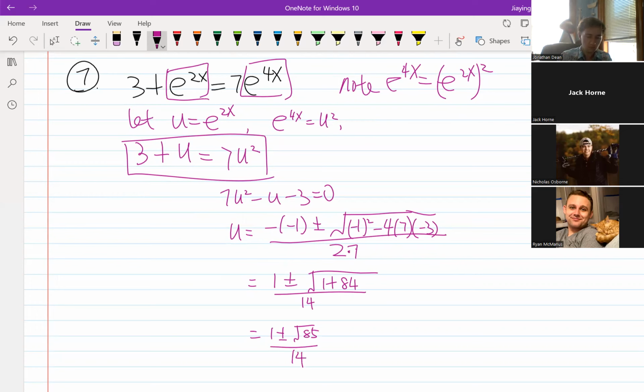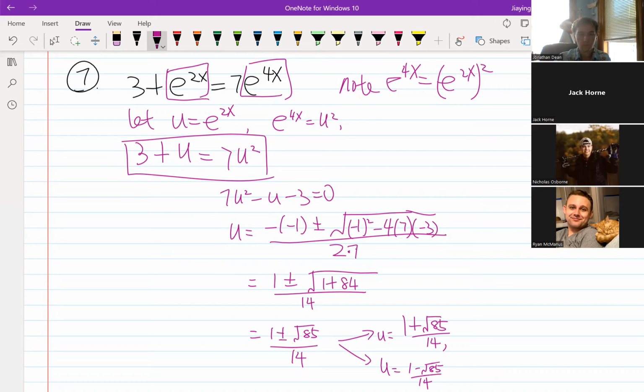Okay, so the question is, how do we know which u it is? Do both u's work? Well, let's go back to the beginning. Before we do, let's rewrite this answer. So we get u equals 1 plus square root of 85 over 14, and then u equals 1 minus square root of 85 over 14. If you have a calculator, you can put both of them into the calculator and get an estimation. If not, we're just going to leave it.